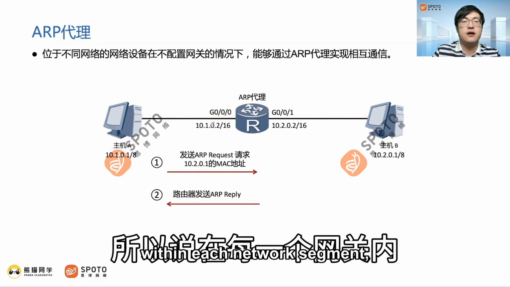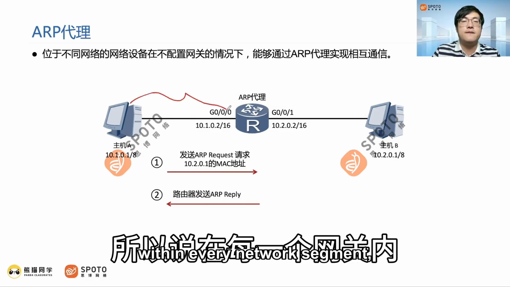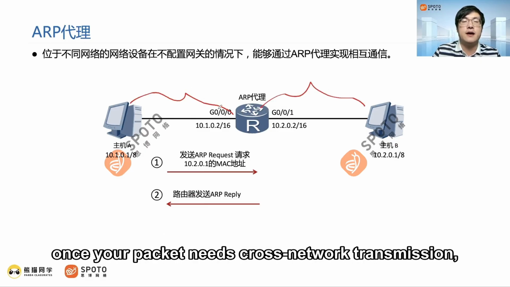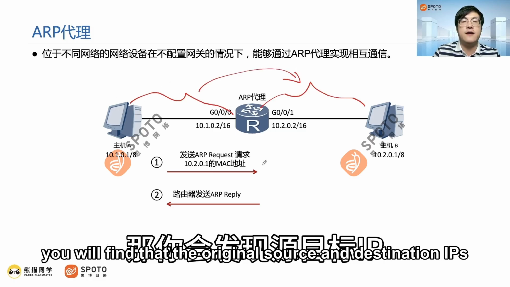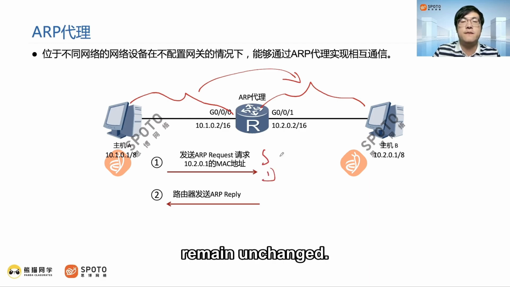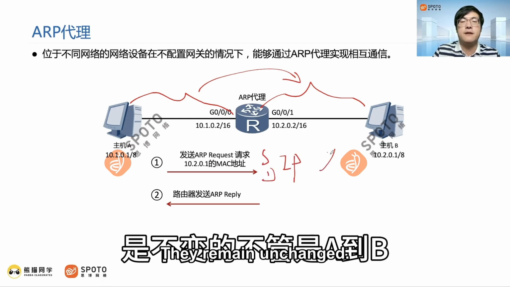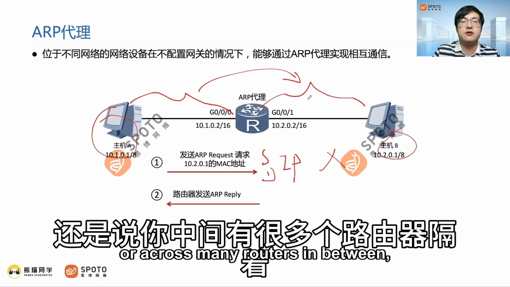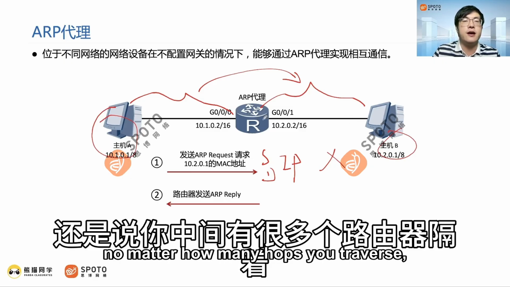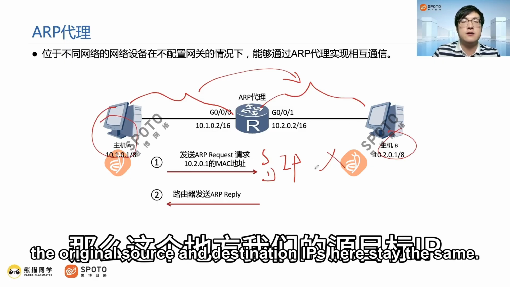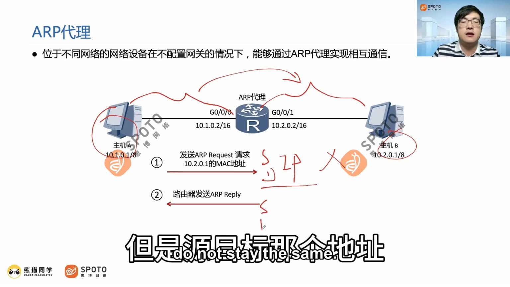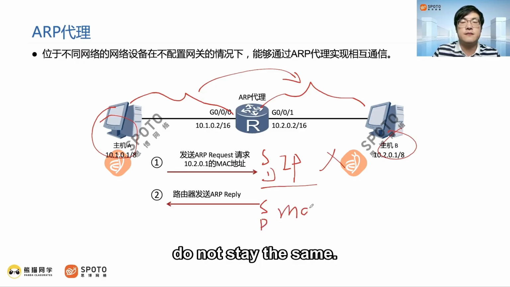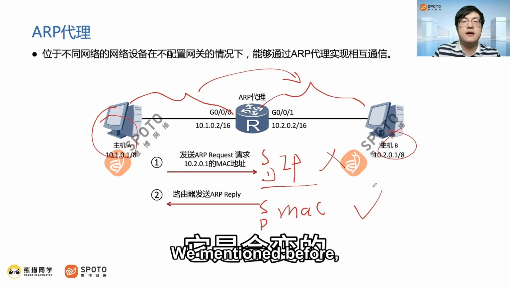Therefore, within every network segment, once your packet needs cross-network transmission, you will find that the original source and destination IPs remain unchanged, whether it's from A to B, or across many routers in between. No matter how many, the original source and destination IPs stay the same. But the source and destination MAC addresses do not stay the same. They change.